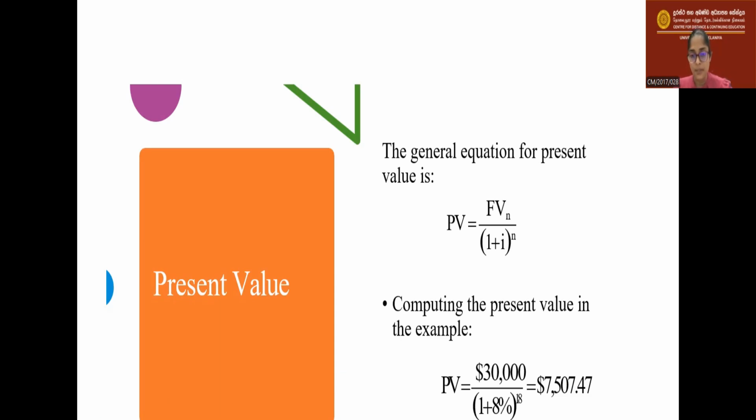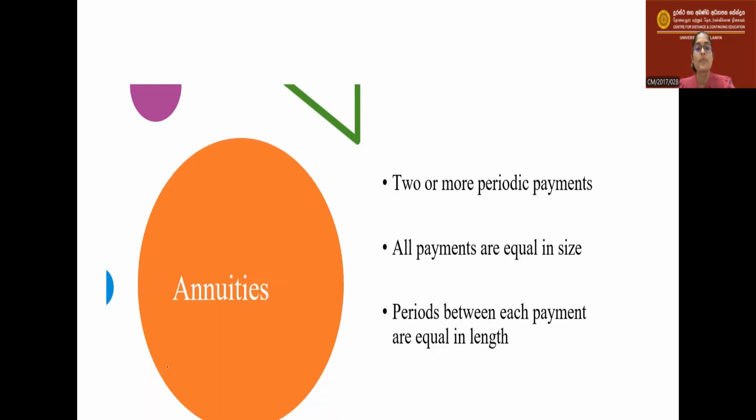So 30,000 to be received in 18 years, but when it comes to today, what would be the value of that? Here, around 7,000, right? Then let's move to the annuities.